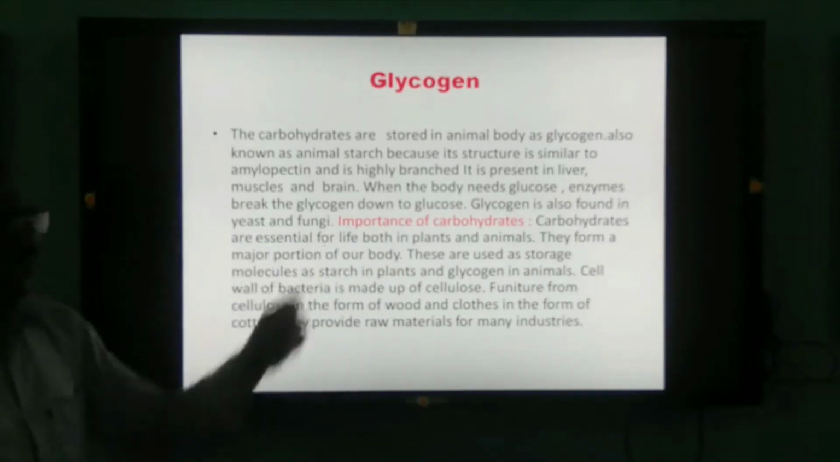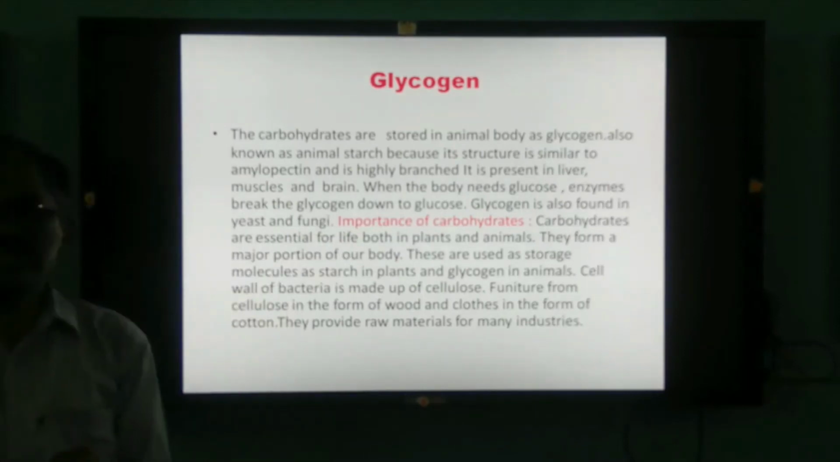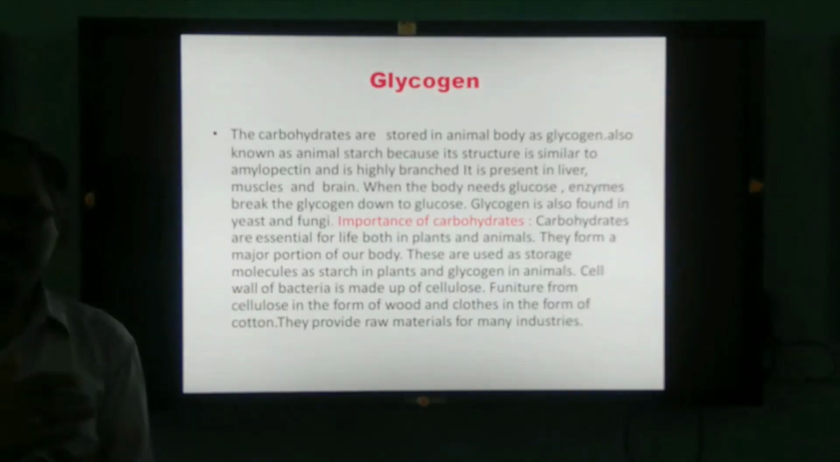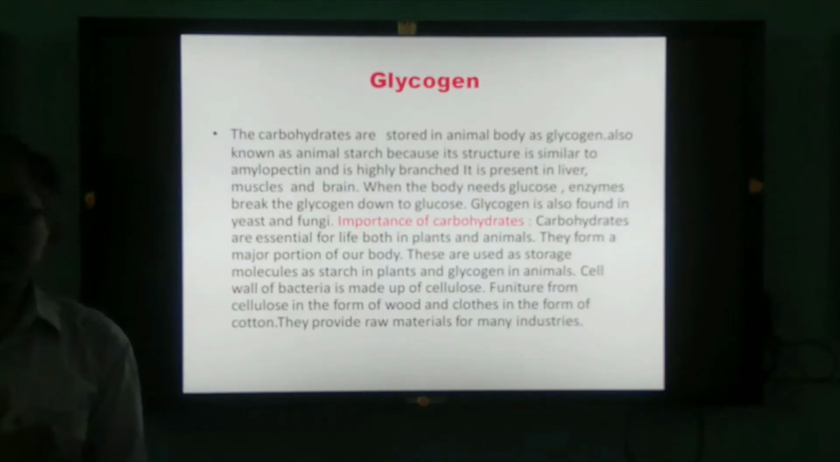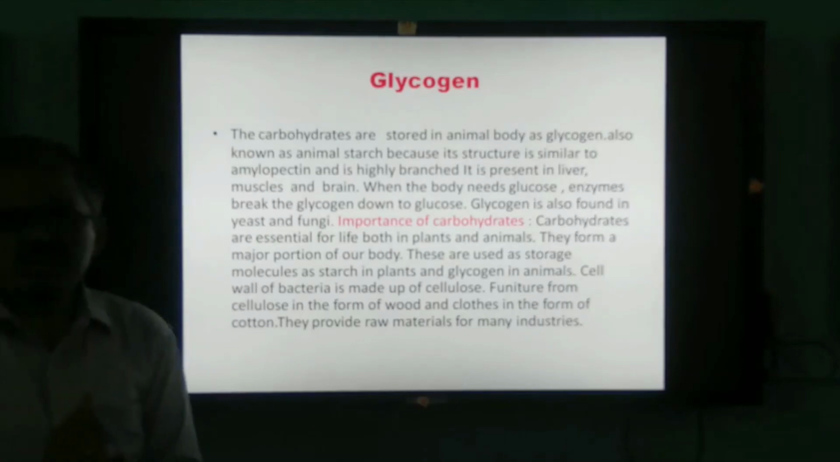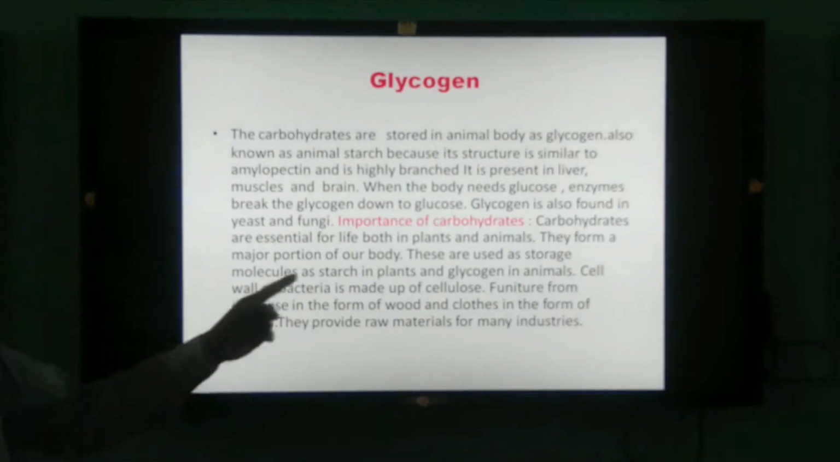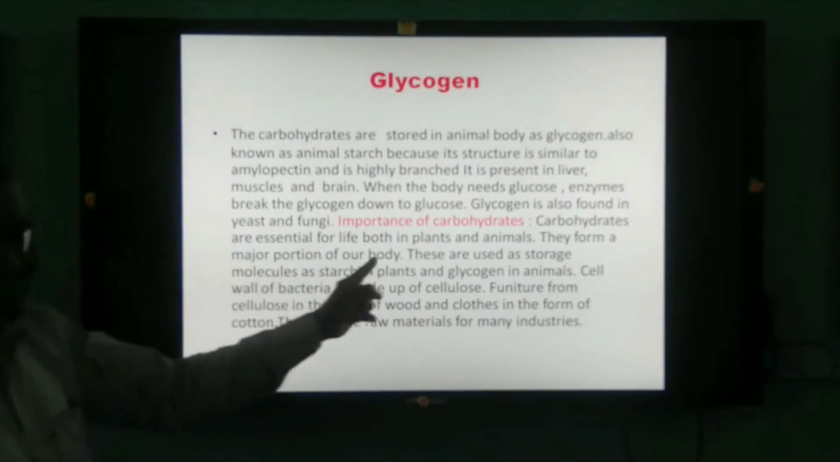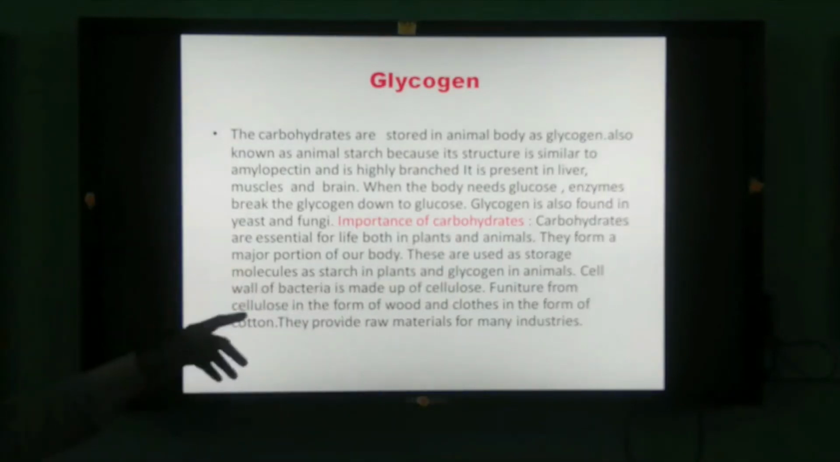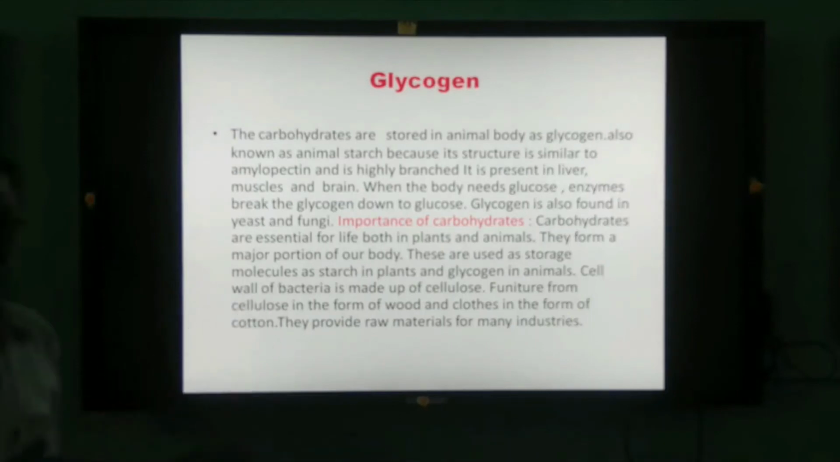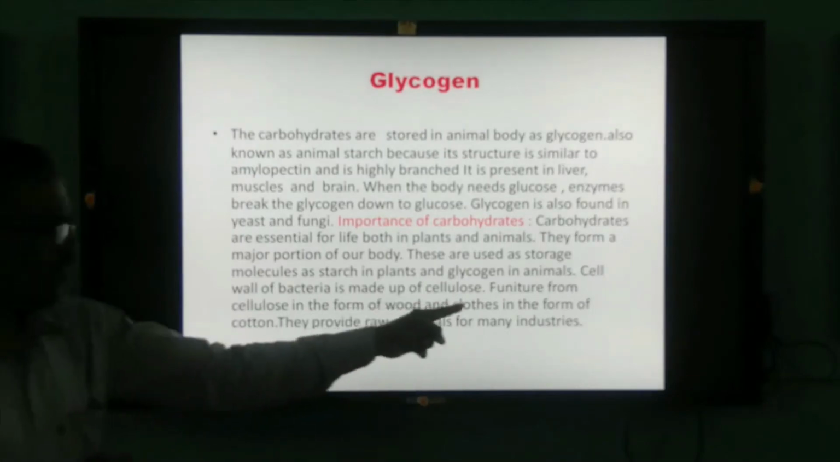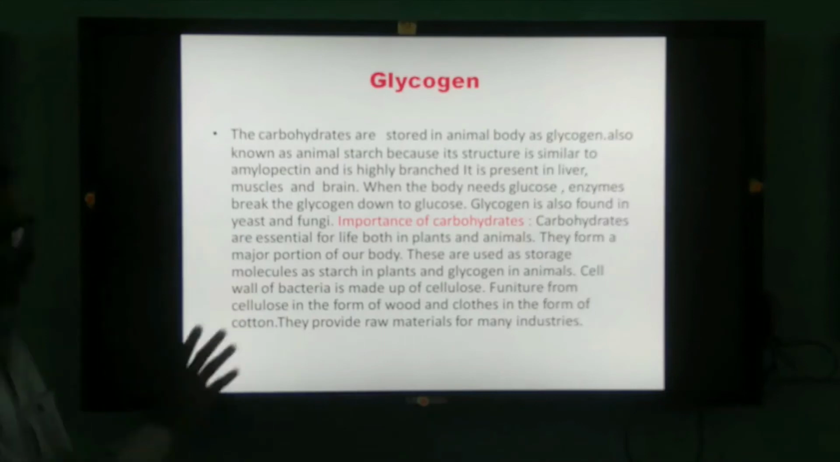Next, we see the importance of carbohydrates. After knowing the preparation and properties of glucose, the straight chain structure and the ring structure, how to write the ring structure from the straight chain structure, what is anomeric carbon, glycosidic linkage, next cellulose, starch, their monomers. Now, importance of carbohydrates. Carbohydrates are essential for life, both plants and animals. They form a major portion of our body. These are called storage molecules, as starch in plants and glycogen in animals. Cell walls of plants are made up of cellulose, and furniture is made from cellulose in the form of wood. So, these are some of the importance of carbohydrates.